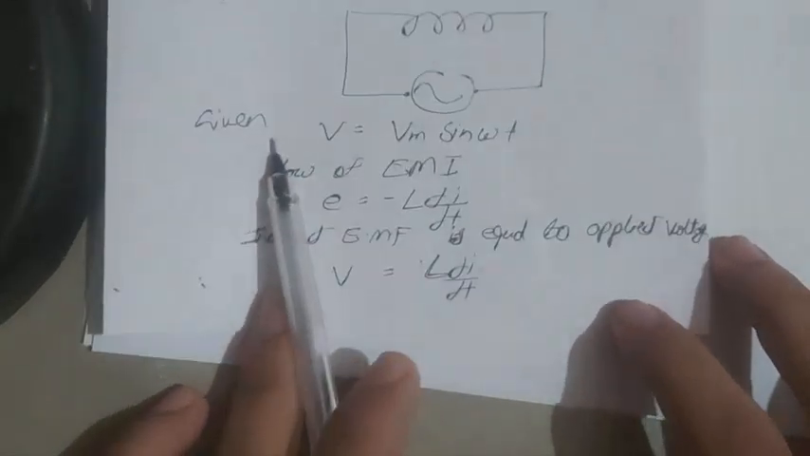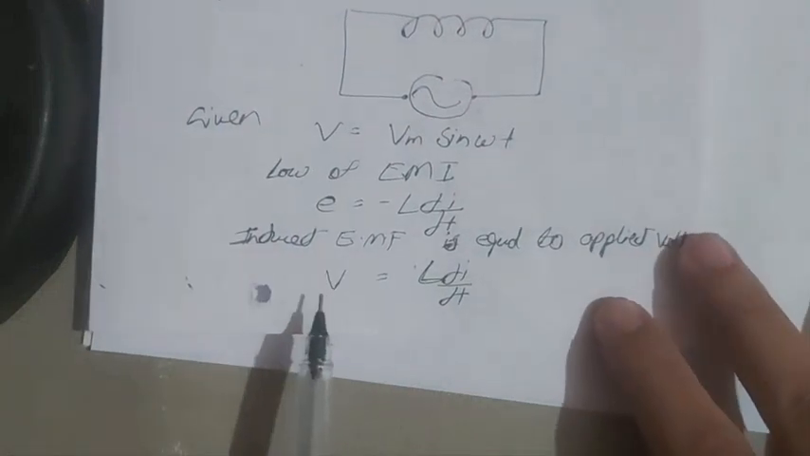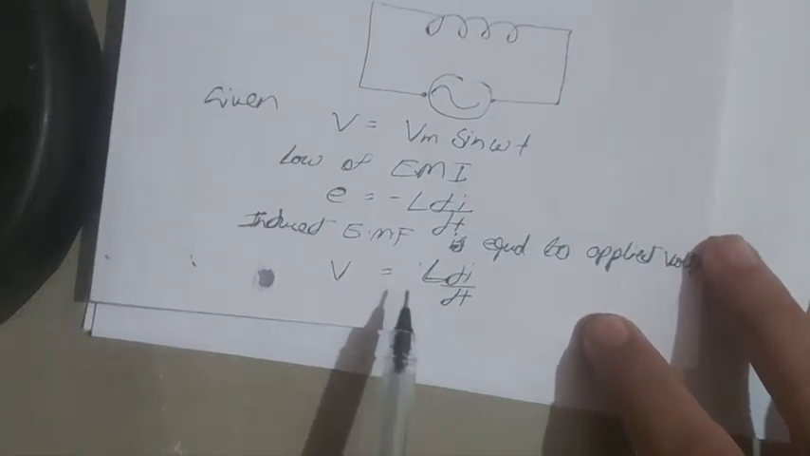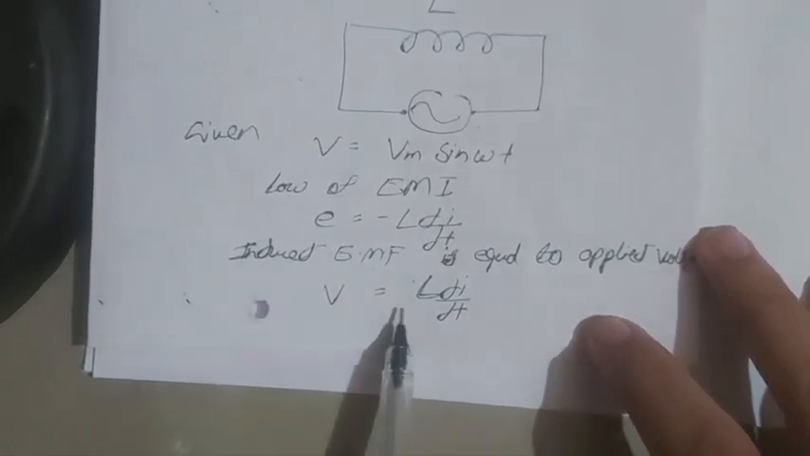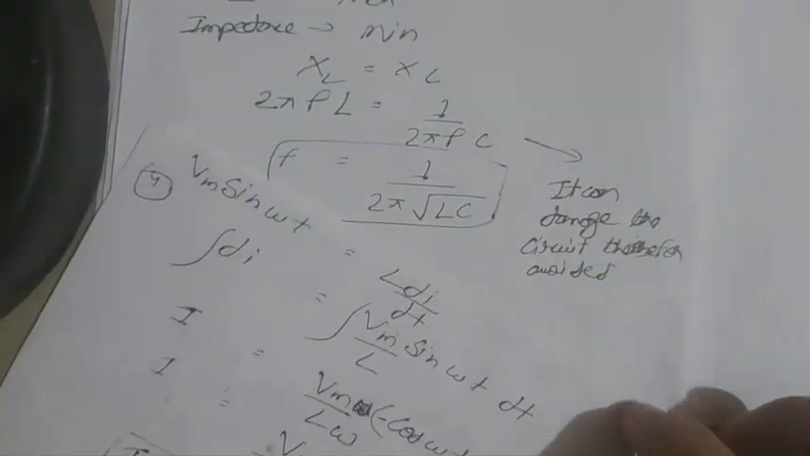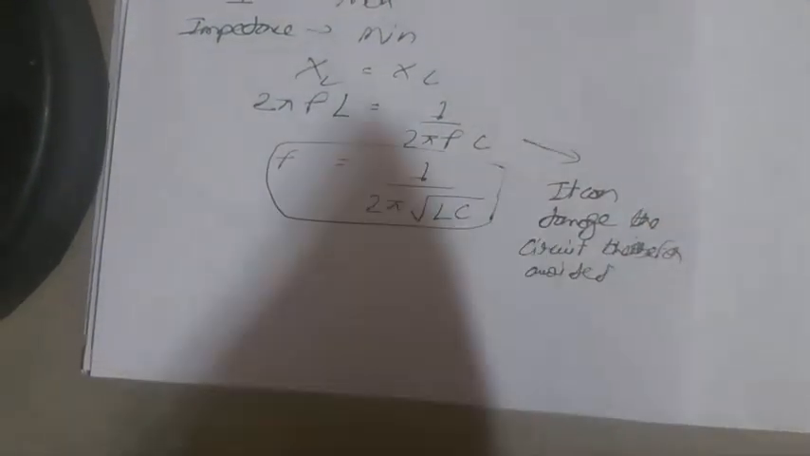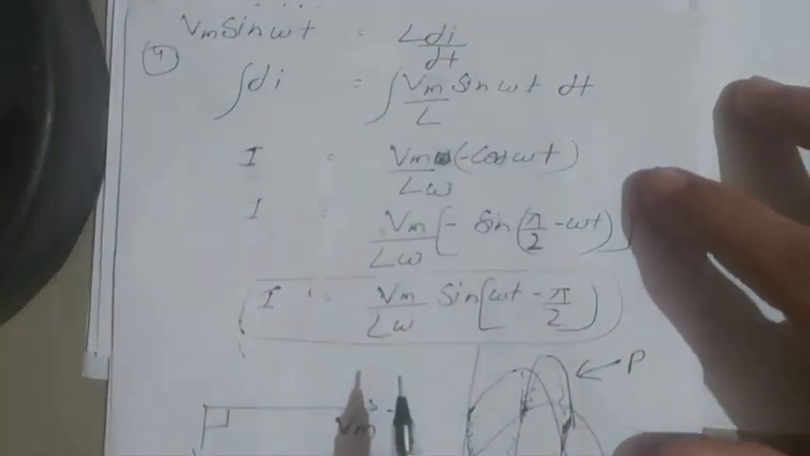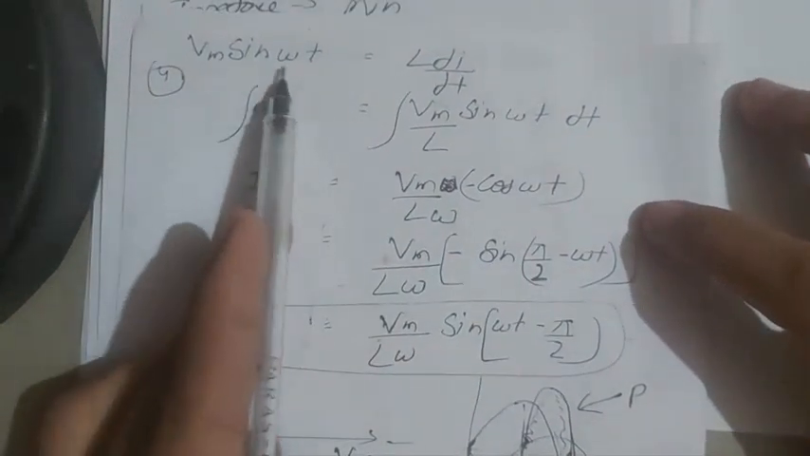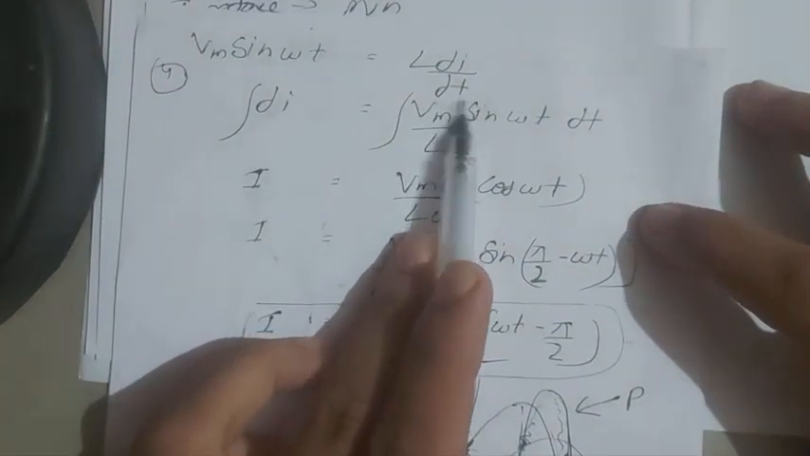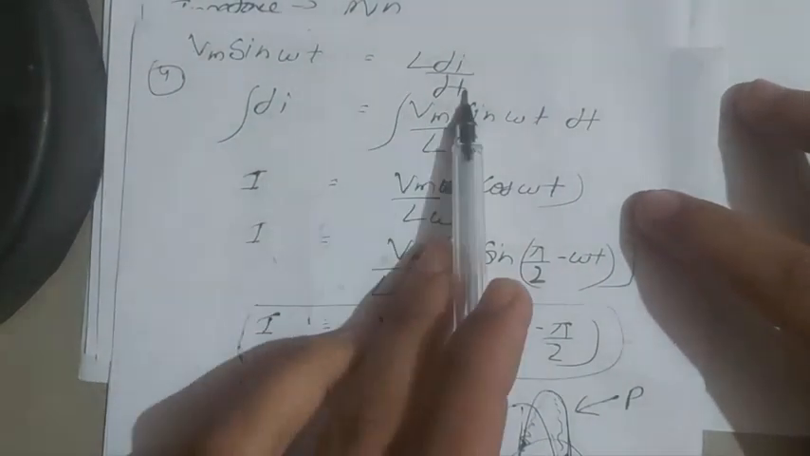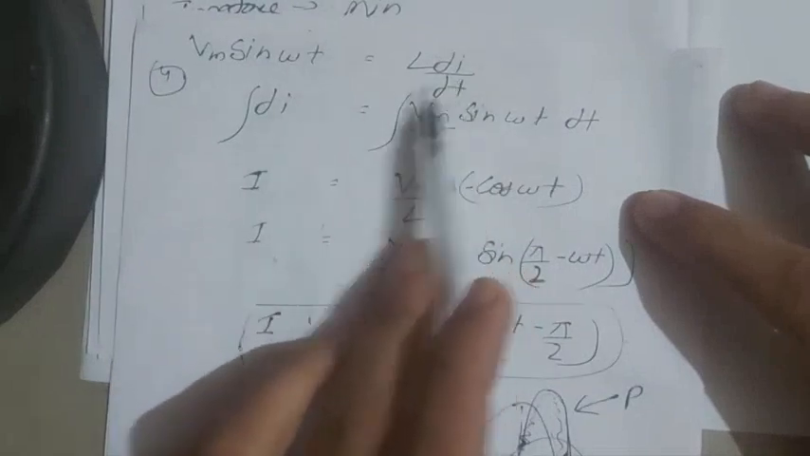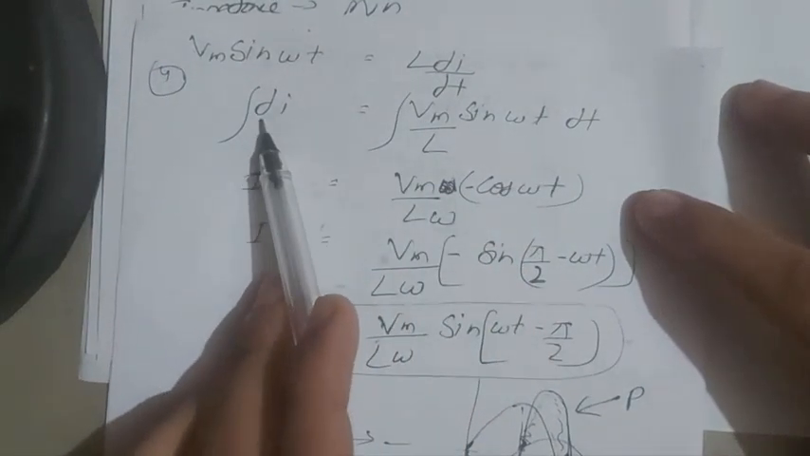So E is replaced by V, because V is given as Vm sin omega t. Equal opposing EMF is generated in the inductor. V is equal to L di by dt. After that, we put the value of V. We obtain Vm sin omega t is equal to L di by dt. After shifting, we obtain di, and integrating both sides.